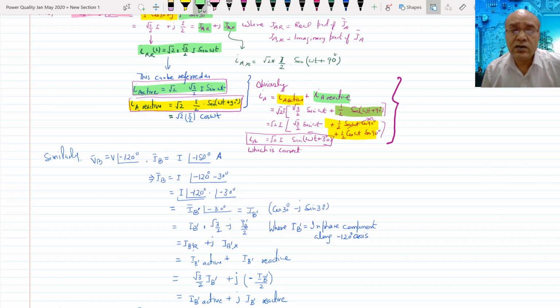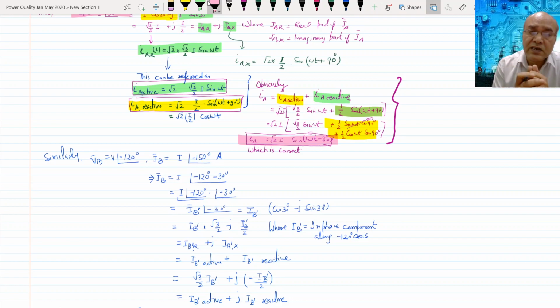Sin 90 is 1, and therefore we finally get this expression, which is same as the earlier expression. Clear? So these are standard definitions of the active and reactive components. It gives me back the same amount of current which was flowing in the A phase. So A phase has an active component and a reactive component.